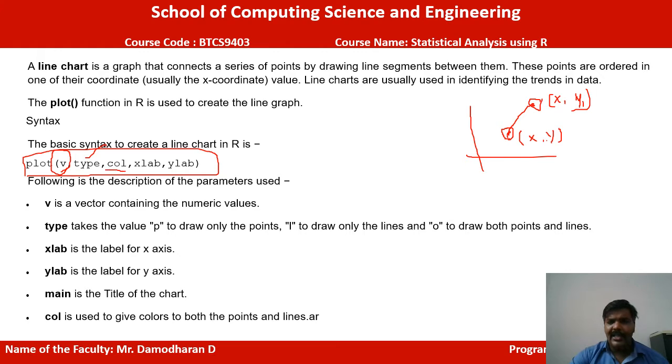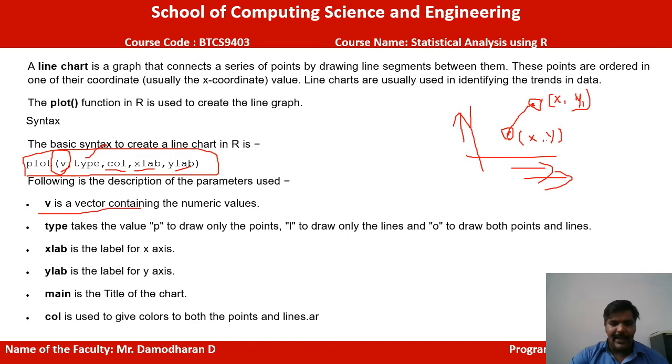And the color: what color we have to print, it may be blue, or the line may be red, so we mention it as a color. And the x and y labels: for example, for a weather report, the x-axis may be the month and the y-axis may be the time. Whatever the labels are, we mention them here. This is the syntax for creating the plot of the values.